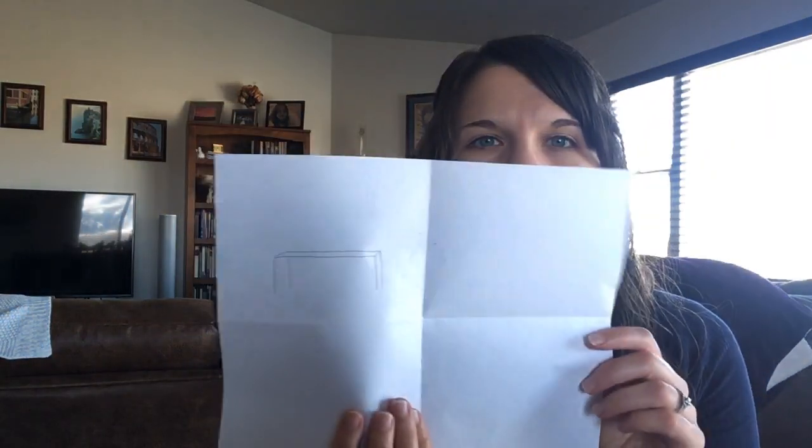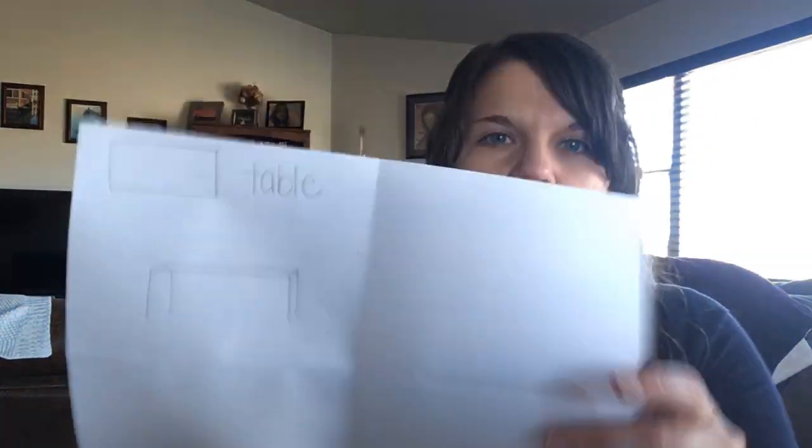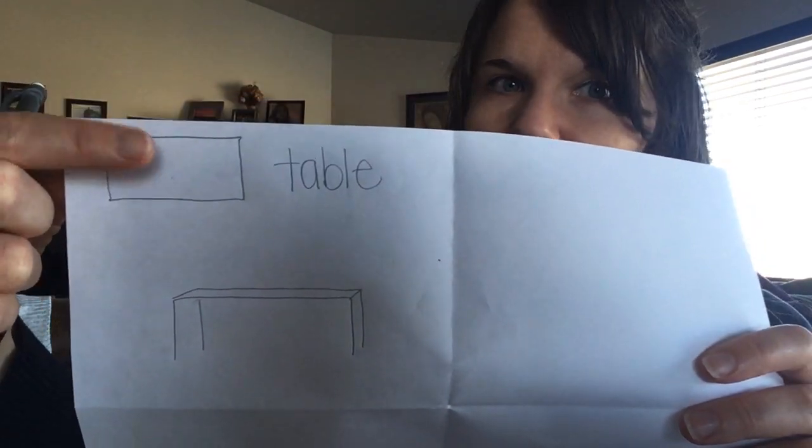Okay, I see a table. There's my quick table. You can color them if you want. And then you're going to sound out table. Now this is what I need you to do. We're going to save this page for tomorrow. Don't get rid of this page. Save it for Tuesday. You need a rectangle because we're going to put something in there.